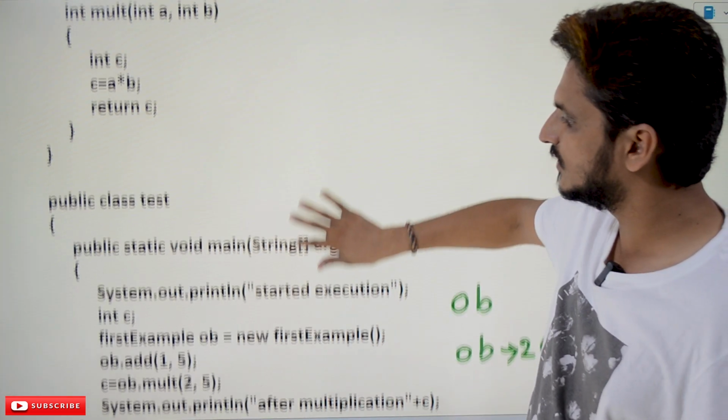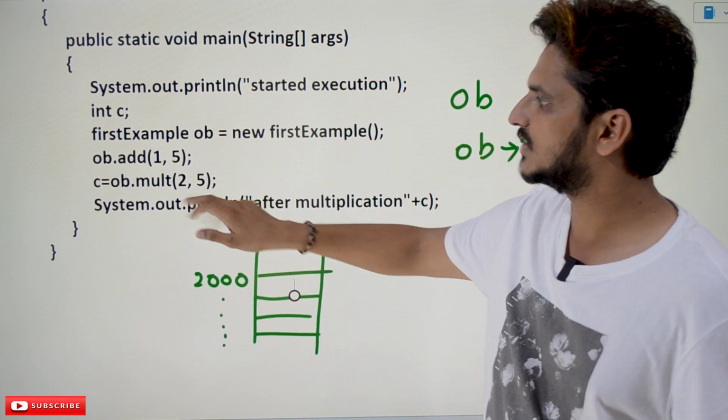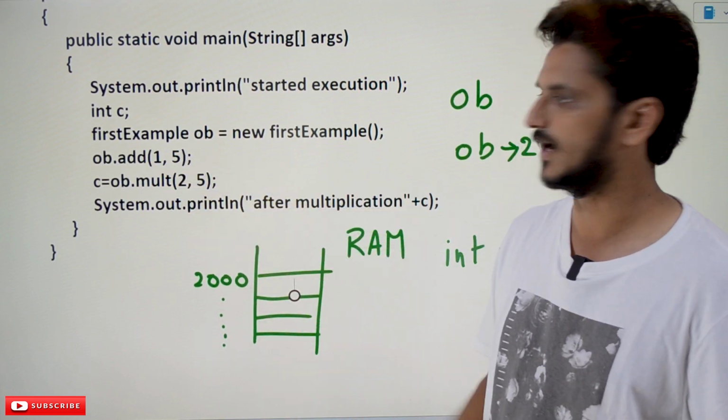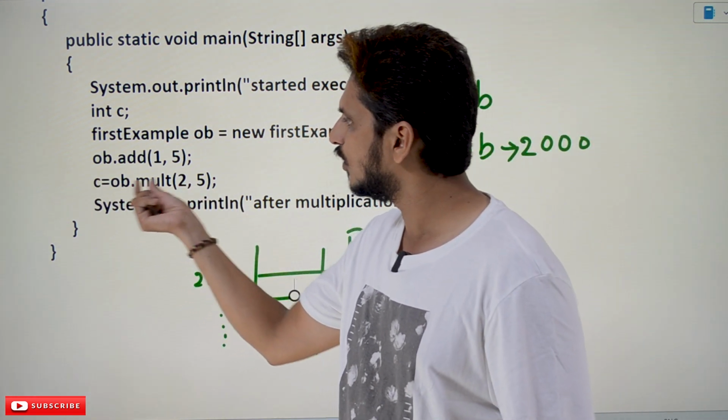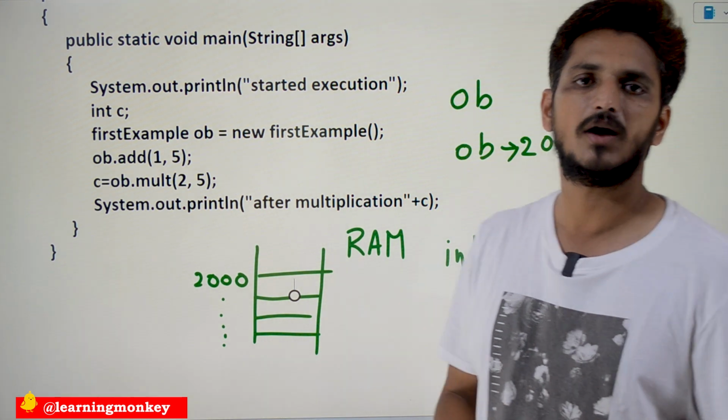So the execution of this method completed. Now execution shifts to the next line. This line has been completed. Now going to the next line. What is the next line? C is equal to OB.multiply(2, 5).